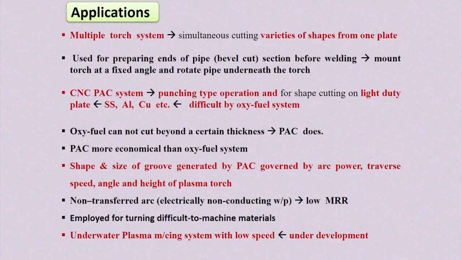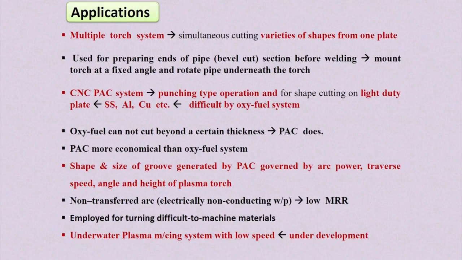When this system is connected to a CNC system, it is called a CNC operated plasma arc cutting system. This kind of CNC operated system is used for punching type operation and for shape cutting of light duty plates like stainless steel, aluminum, copper, etc., which is very difficult to cut by the oxyfuel system. The oxyfuel system cannot cut beyond a certain thickness, so in that case the plasma arc cutting system can be used. Plasma arc cutting can cut very high thickness, so it is more economical than the normal oxyfuel cutting system.